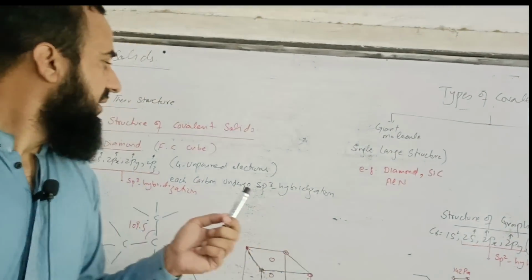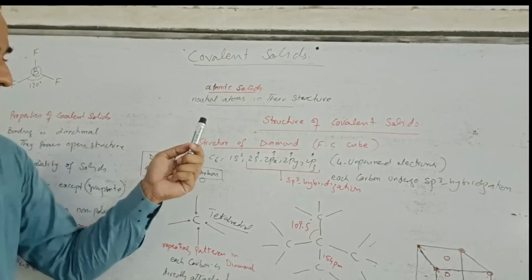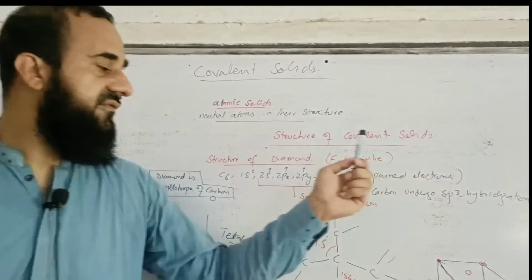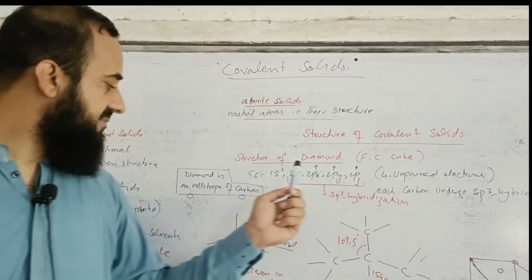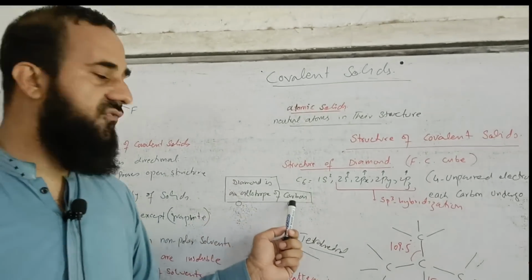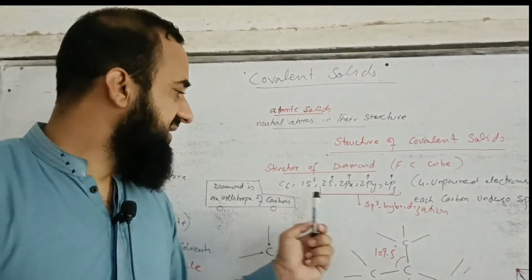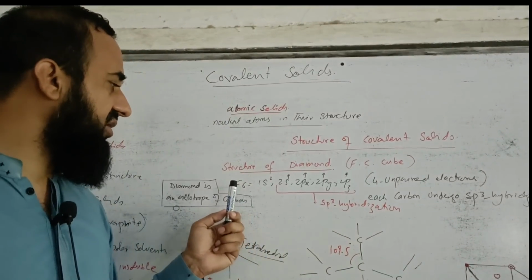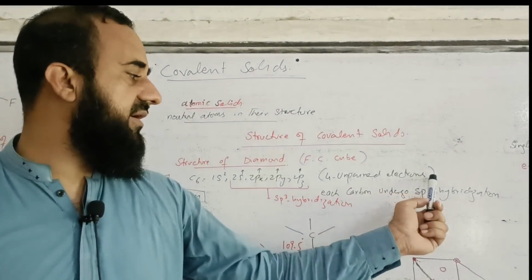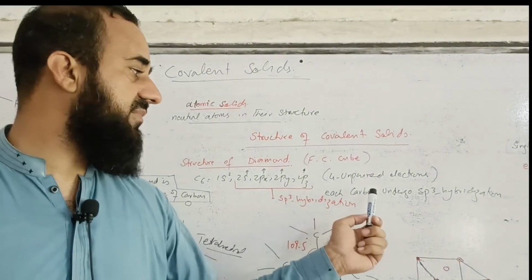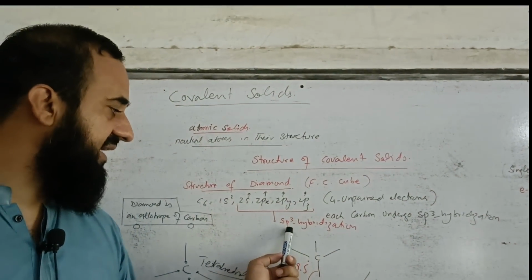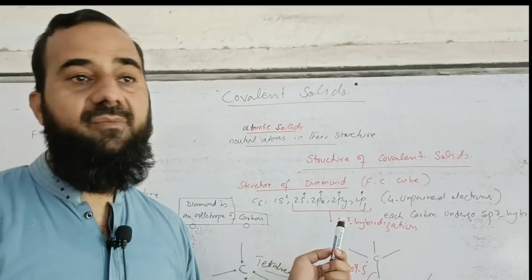First of all, we are going to discuss the structure of covalent solids with respect to diamond. Diamond is an allotrope of carbon. In diamond, carbon is sp3 hybridized. If we see the electronic configuration, there are 4 unpaired electrons present. Each carbon undergoes sp3 hybridization and hence 4 hybridized orbitals are obtained.